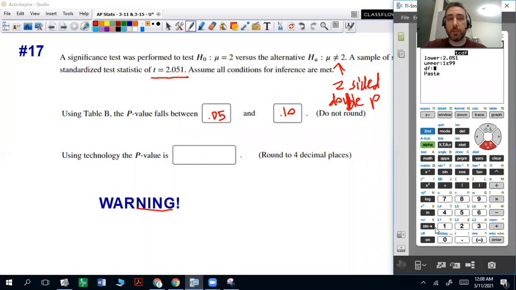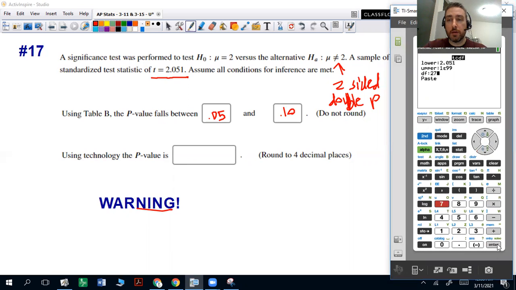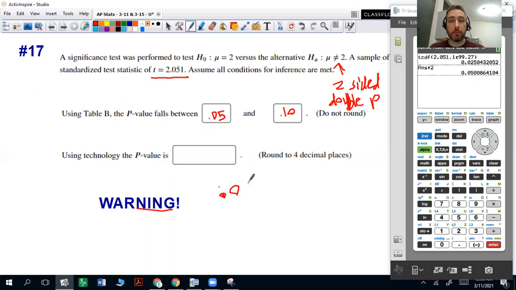Our degrees of freedom is going to be, what was it, 27? 28 minus 1 is 27. And go ahead and press paste. And you get about 0.025, which we would need to double. So if I times that by 2, I'm supposed to get a p-value, and this is an accurate p-value, of 0.05008, which you'd want to round to 0.0501. This is what it's supposed to be.